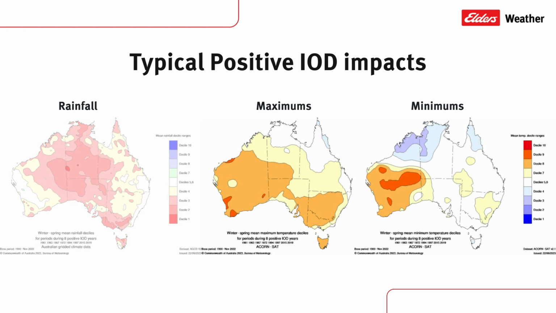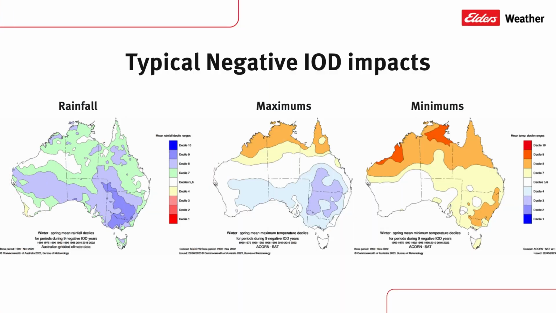In terms of temperatures, daytime maximum temperatures are usually above average for most of the country during a positive Indian Ocean Dipole, particularly over western, central, southern and southeastern parts of Australia. Overnight minimum temperatures are also typically above average over large areas of WA and parts of central and southeastern Australia, and we often see below average minimum temperatures in the northern tropics when a positive IOD is in place.